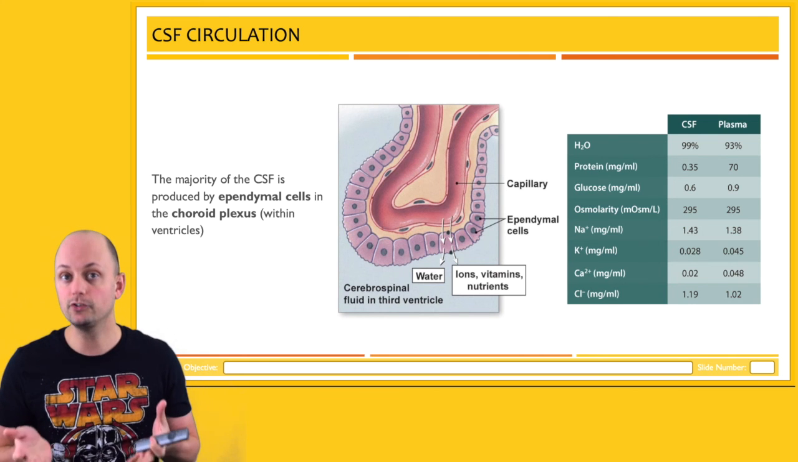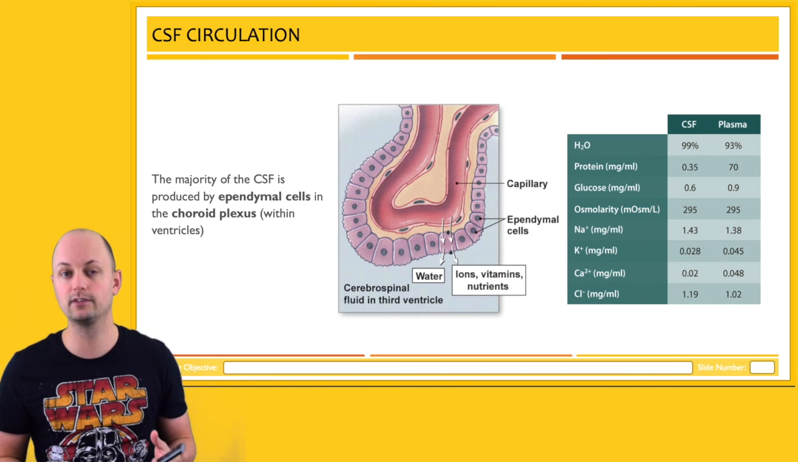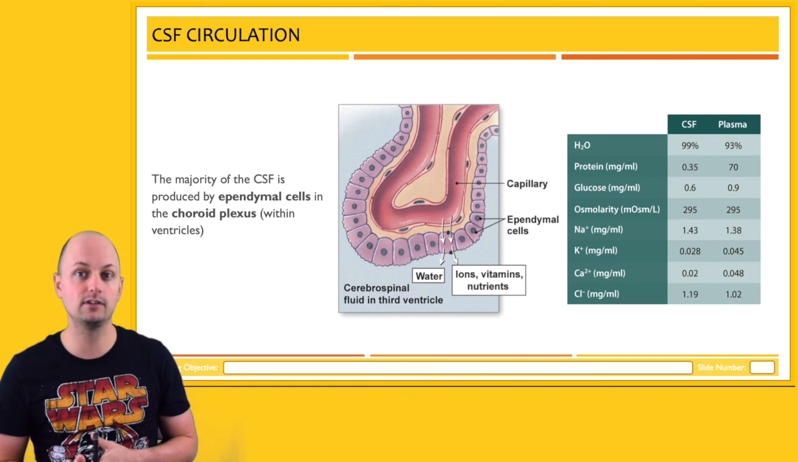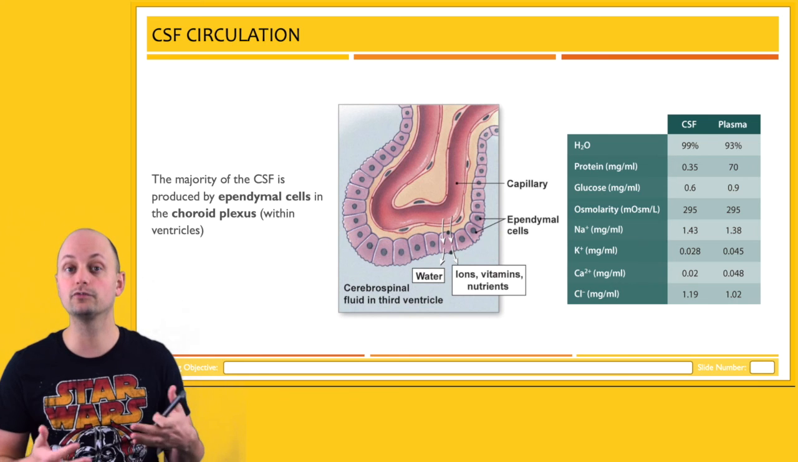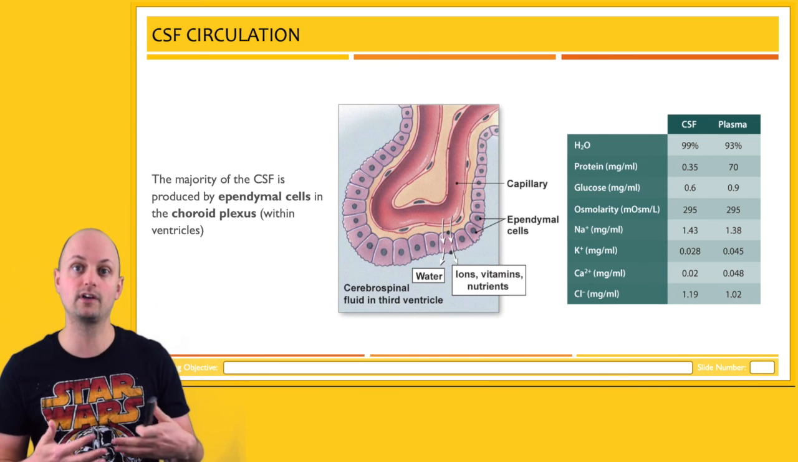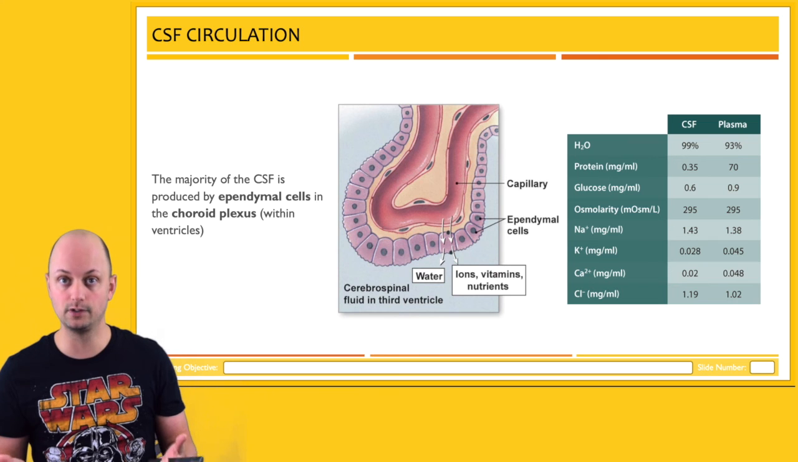This is pretty interesting because up to this point, and in every unit after this, we kind of always make the assumption that the plasma and the interstitial fluid are very, very similar in terms of their solute composition. But the central nervous system is an exception.